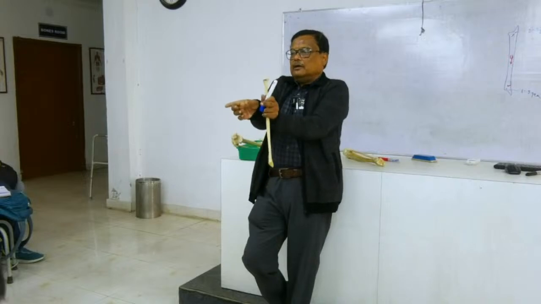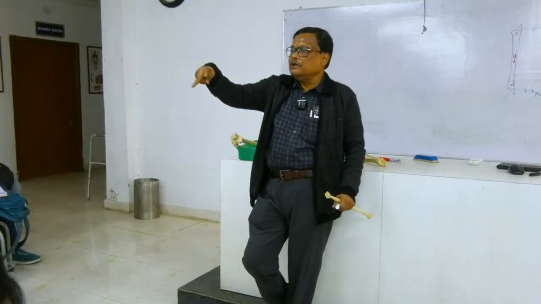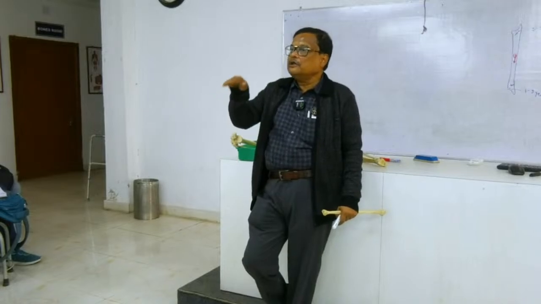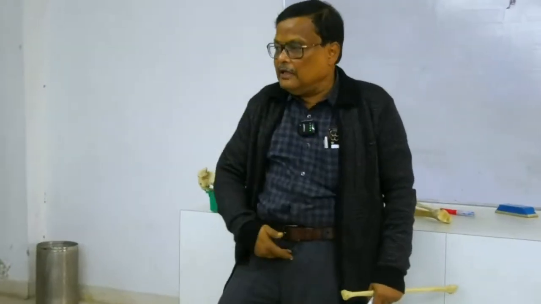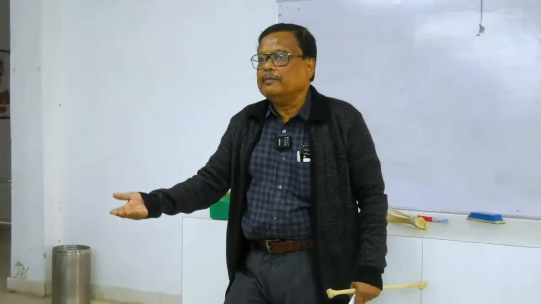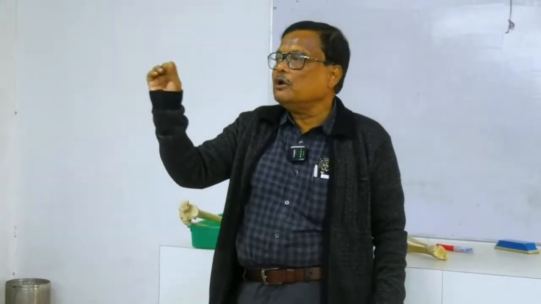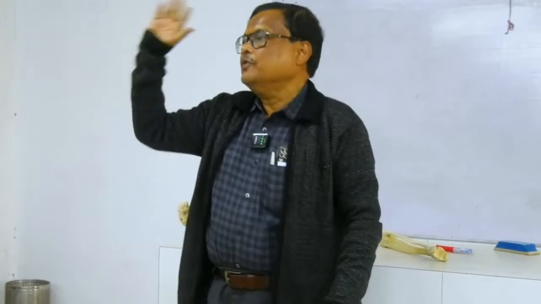on either side. Common iliac artery divides into internal iliac and external iliac artery. External iliac artery, when passes under the inguinal ligament, it changes its name and become femoral artery. So continuation of the external iliac artery is the femoral artery.